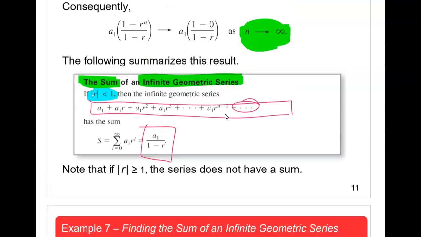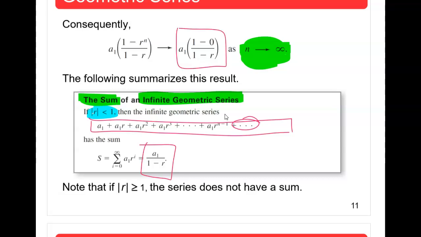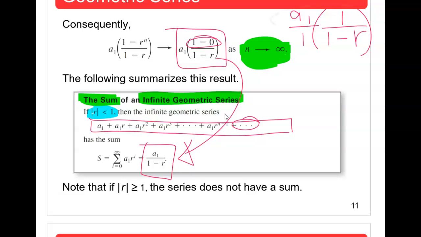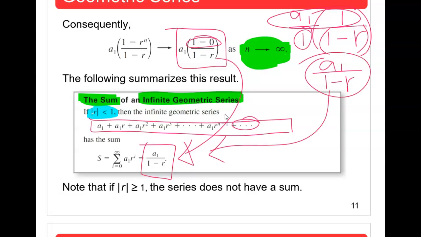Now I just want to show you quickly how that expression turned into that. So if we have a sub 1 here over 1, and then we're multiplying by 1, remember 1 minus 0 is just 1, and then we have here 1 minus r, so a sub 1 times 1 is a sub 1, and then on the bottom we have 1 times 1 minus r, so it's 1 minus r. And so that's how we arrive at that formula.